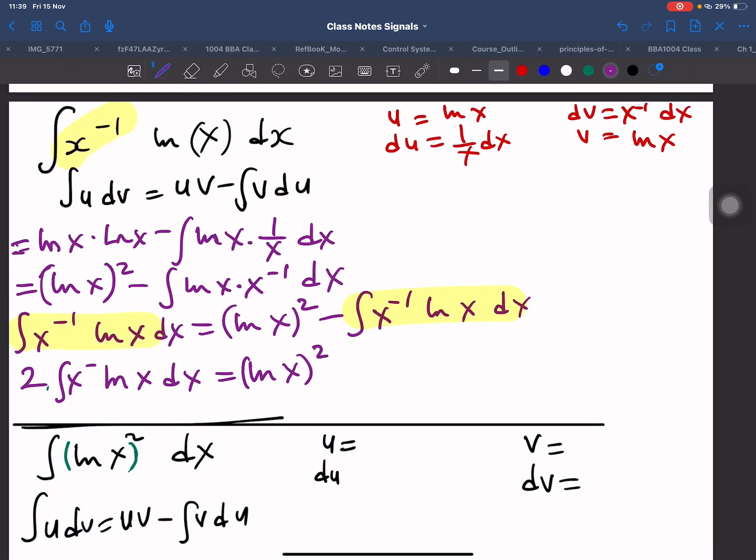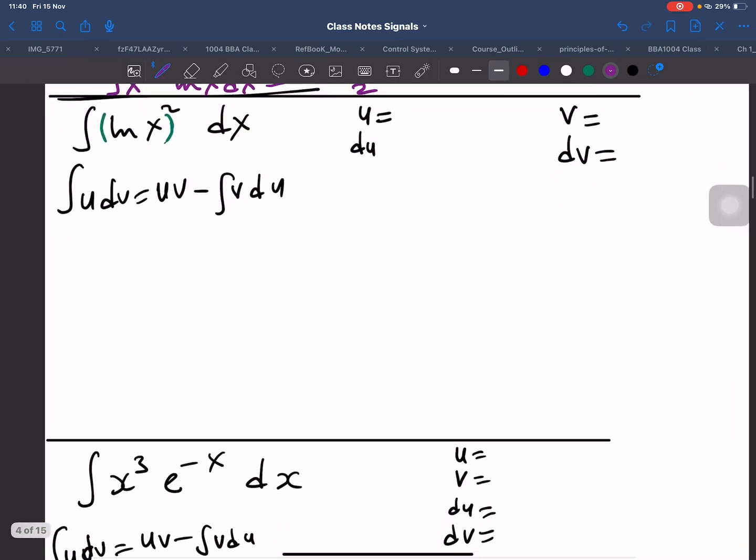So now to get the answer, you have to multiply both sides by 1 over 2, so that this 2 will get cancelled. Or another way is to simply shift this 2 to this side so that it becomes over 2. So now the integral of x raised to the power minus 1 ln x dx equals ln x squared all over 2. That's the final answer.